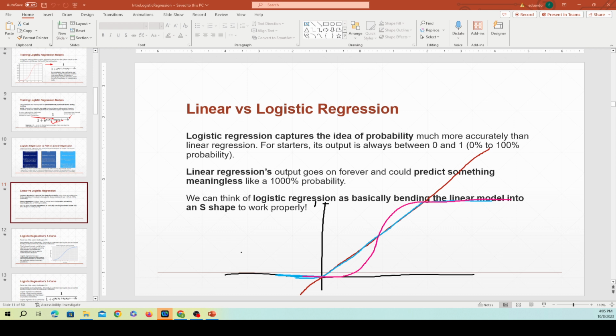Now, this shape is called a sigmoid. We will see some of these examples in the future as a function for deep learning. But anyways, you can think of the linear line being stretched to form the sigmoid, so that it can better fit the data.